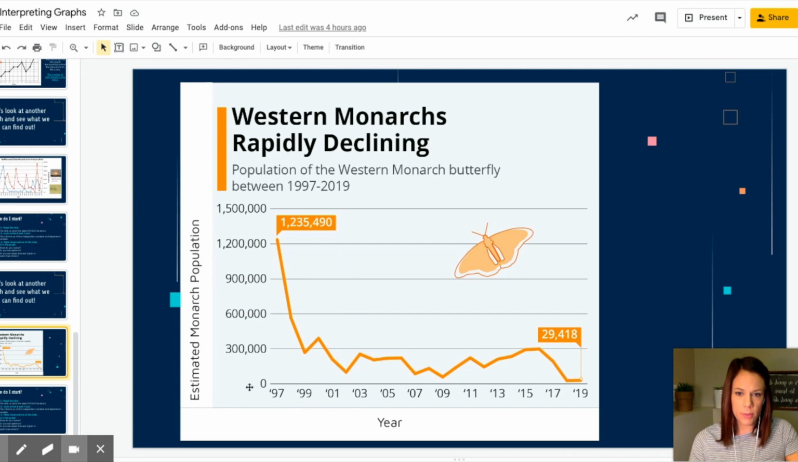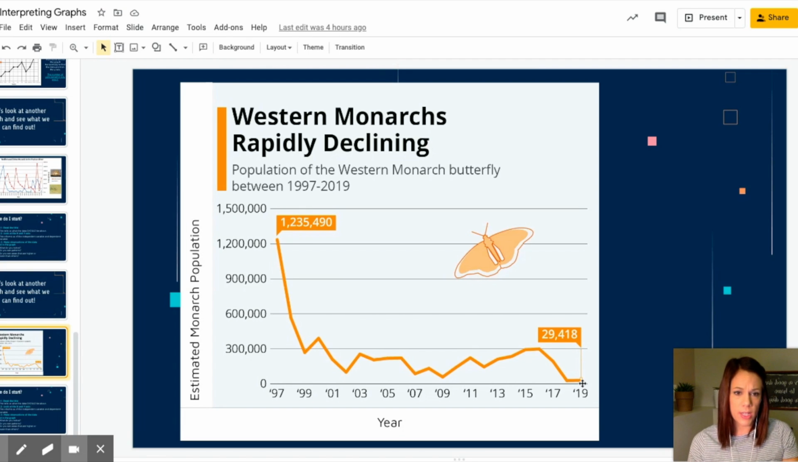So looking at my labels, I've got years down here, and I've got estimated monarch population here. Immediately, I notice, what's happening to this line? What are you noticing? It's going down a lot. It has gone down significantly in that time period. That's the first thing that I notice. It gives us a nice little data set right here. It went from like 1.2 million to like a little under 30,000. That's a pretty dramatic decline.